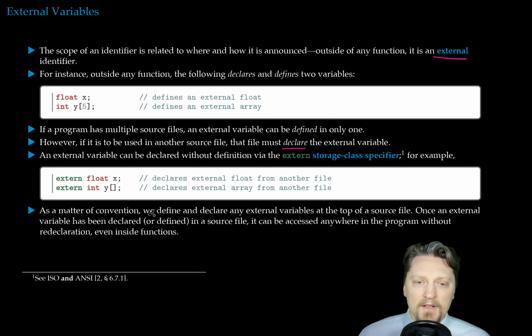As a matter of convention, we define and declare any external variables at the top of a source file. Once an external variable has been declared or defined in a source file, it can be accessed anywhere in the program without redeclaration, even inside functions. Okay, those are external variables.